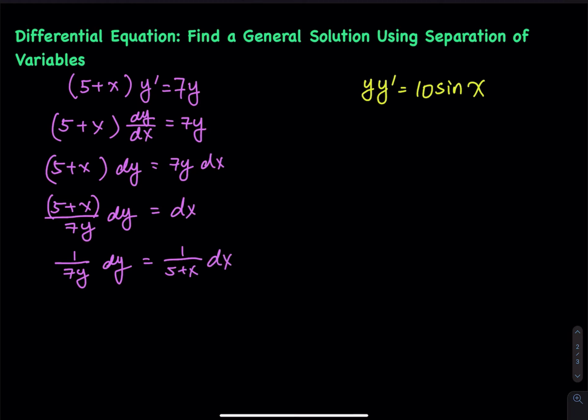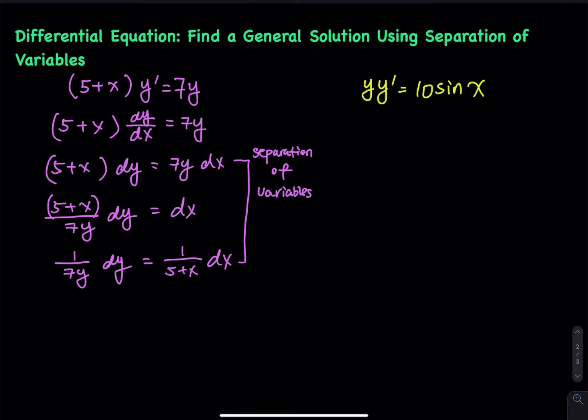dx. So this step is called the separation of variables. So finally we have all the y on one side and all the x on one side, and the y is attached to dy and the x is attached to dx. So these three lines we call separation of variables.